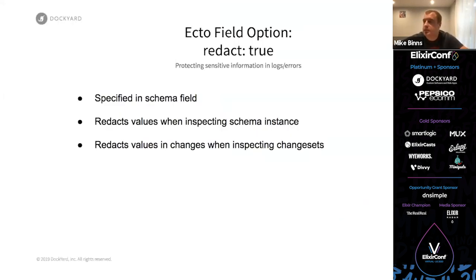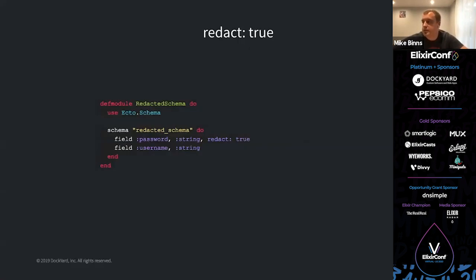And then the third thing was the redact field on Ecto, which was also added. You specify this redact value in the schema field. It redacts the values in 2 places. The first one is when you're inspecting the schema instance, and I'll show you that in a second. And the second one is that it redacts values in changes when you're inspecting a changeset. As you can see here, it's specified simply by saying redact true on the field. Here we have our password redacted, our username is not.